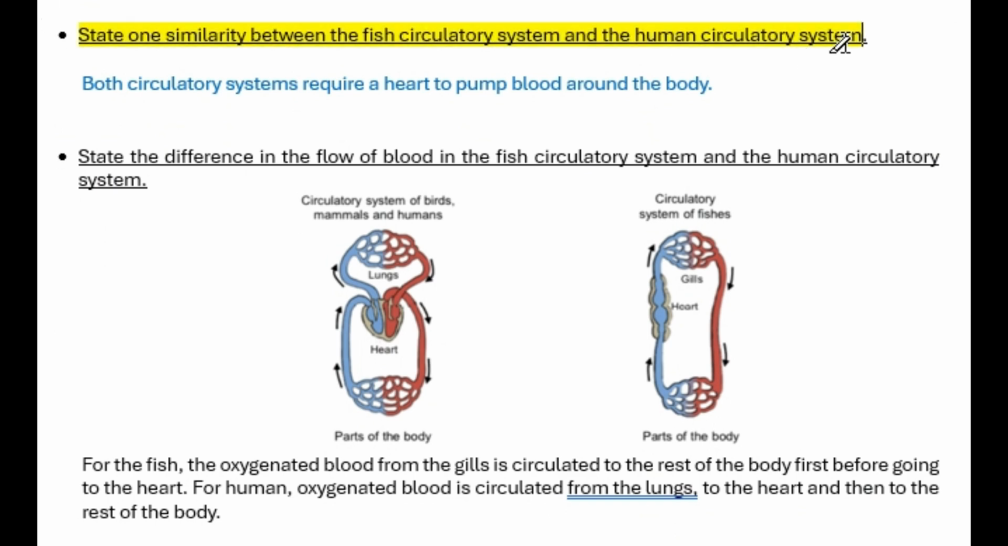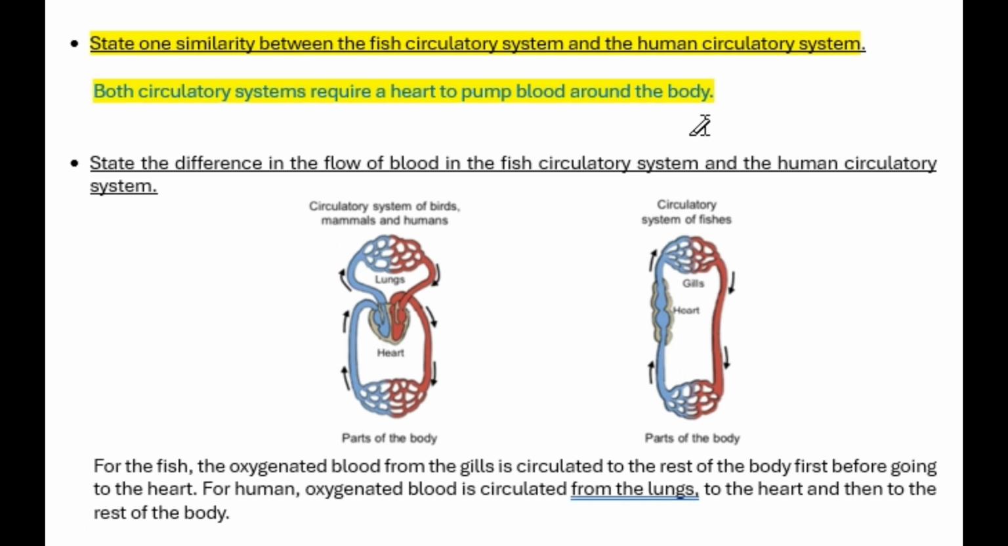State one similarity between the fish circulatory system and the human circulatory system. Both circulatory systems require a heart to pump blood around the body. State the difference in the flow of blood in the fish circulatory system and the human circulatory system.